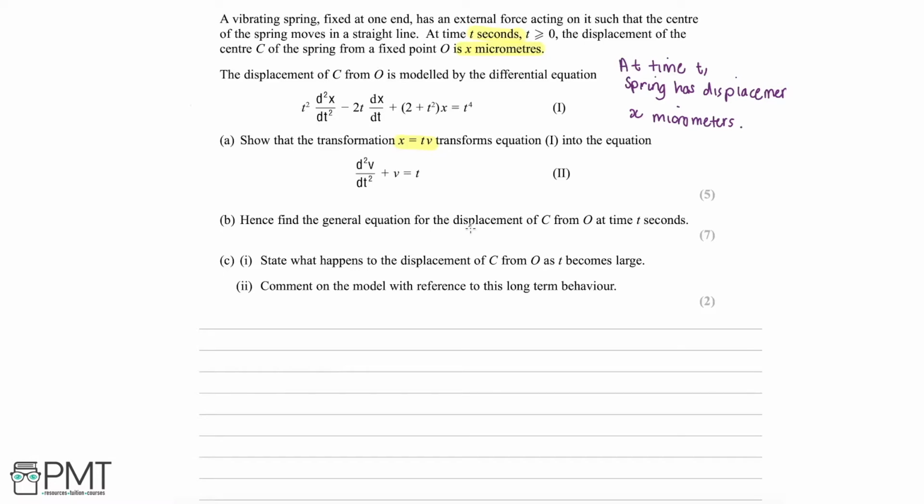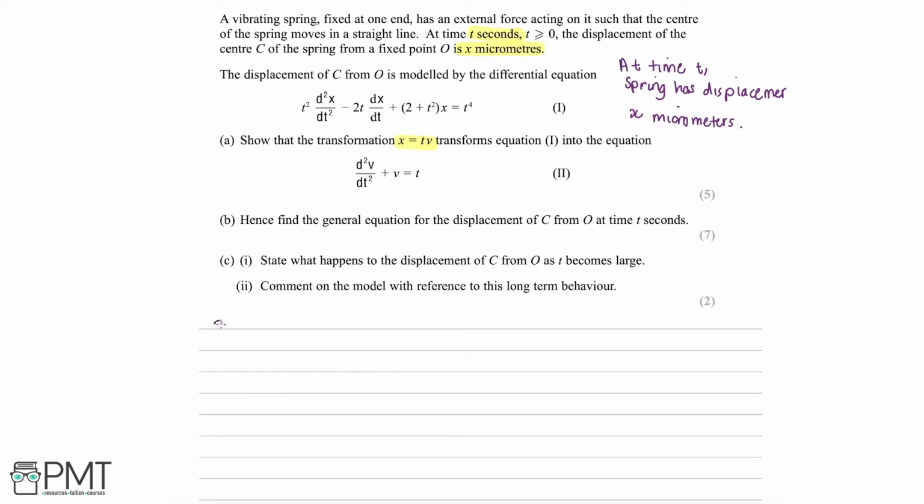Now, because I wants us to find the derivative of v instead of the derivative of x, we need to substitute the second derivative of x and the first derivative of x with functions in terms of v and t, because there are no x's in our equation I. So how do we do that? Well, we're given over here that x is equal to tv, and thus we can actually find the first and the second derivatives of x with respect to t by differentiating the entire equation with respect to t twice.